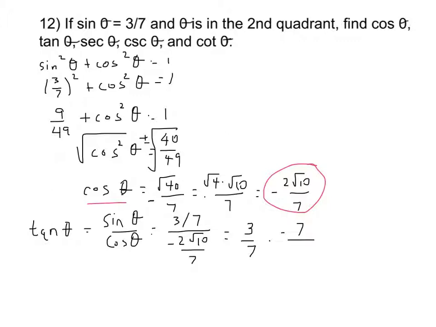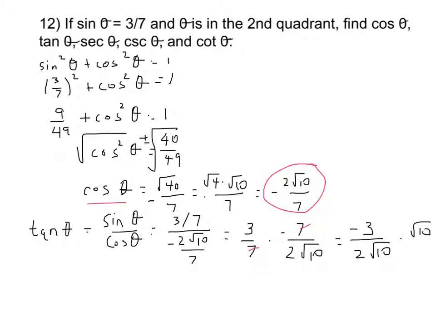So I have, instead of 3/7 divided by negative 2 square root of 10/7, I'm going to have 3/7 times negative 7/2 square root of 10. And I see a couple of nice things that'll happen here. My 7s will cancel. That's lovely. And that gives me 3/2 square root of 10, and it's going to be negative because I have a positive times a negative there. However, I don't really like this as a final answer either because it has a radical in the denominator.